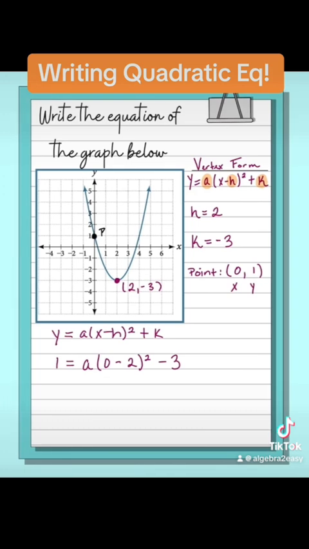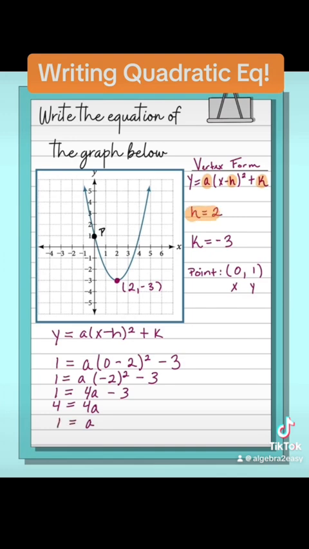Now it's simply a matter of solving for a. So we are going to simplify our parentheses. 0 minus 2 is -2, quantity squared, and then we have minus 3. All right, now we can square. (-2) squared is 4, so this becomes 4a, and then we have minus 3. Now we're going to solve for a by adding 3 to both sides. We get 4 equals 4a, and then divide by 4, a is equal to 1.